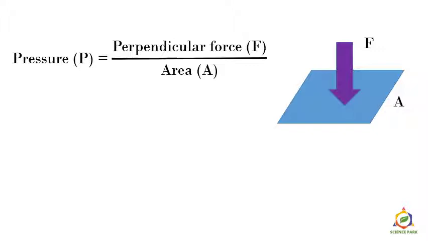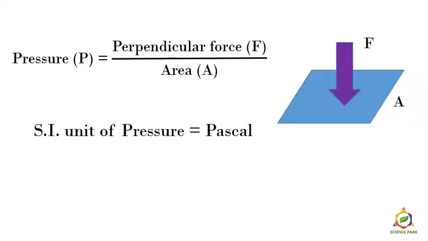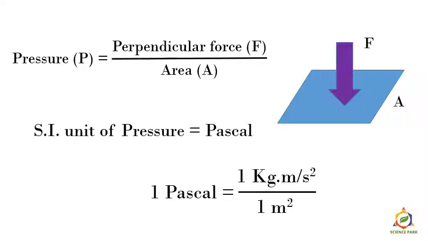Now the SI unit of pressure is named after a scientist named Blaise Pascal, in honor of his important contributions to the study of fluids, pressure and vacuum. So the SI unit of pressure is Pascal. 1 Pascal is equal to 1 kg meter per second square divided by 1 meter square. Now 1 kg meter per second square is the unit of force, that is also denoted by 1 Newton. And meter square, as we know, is the unit for area.